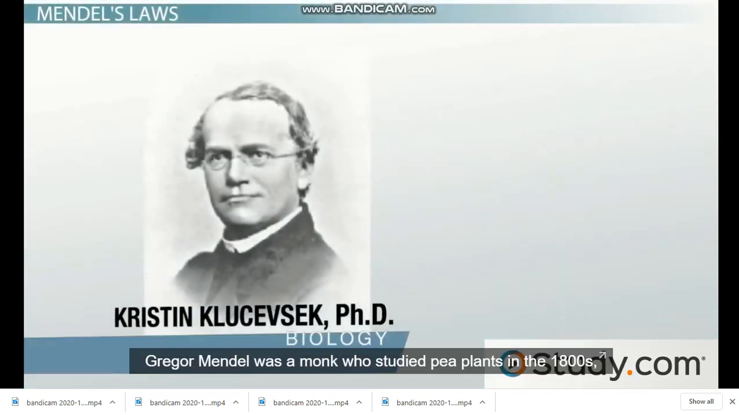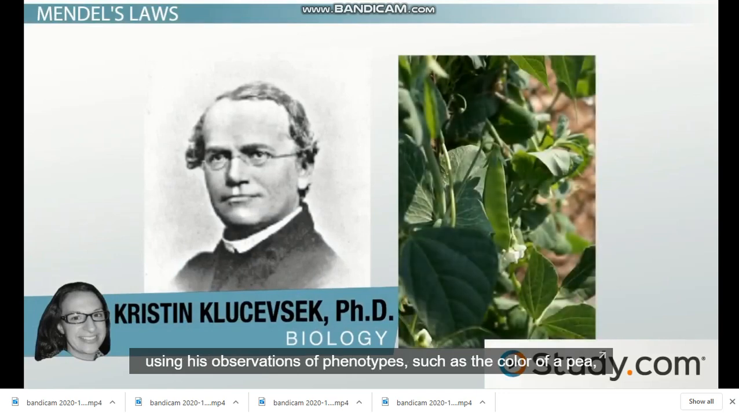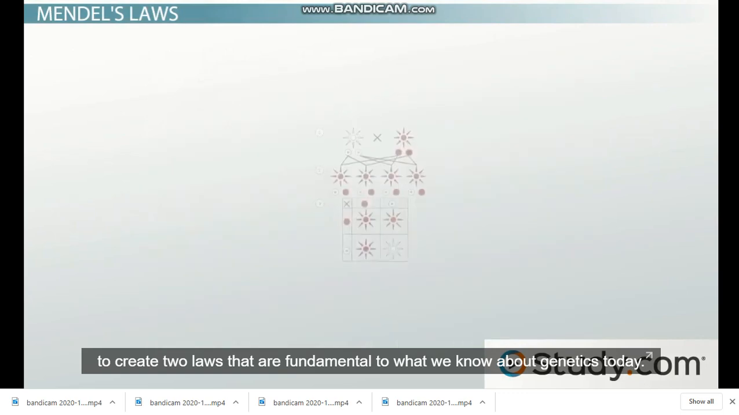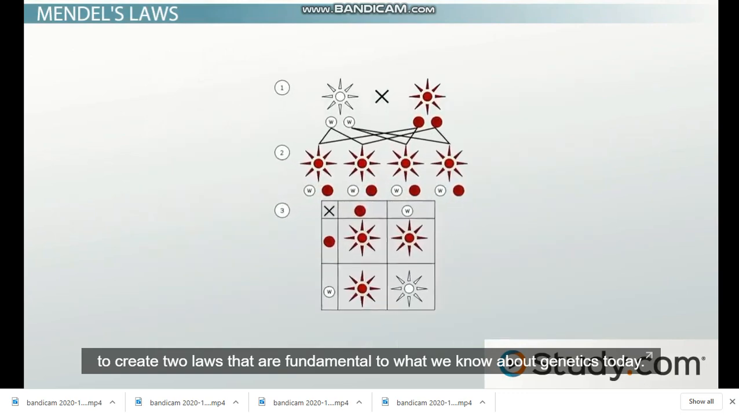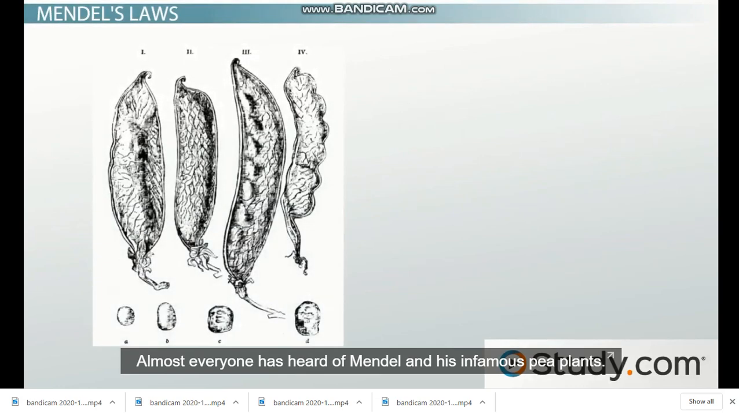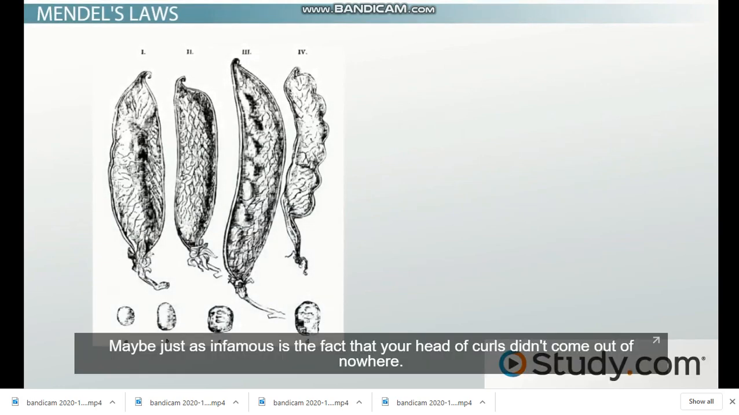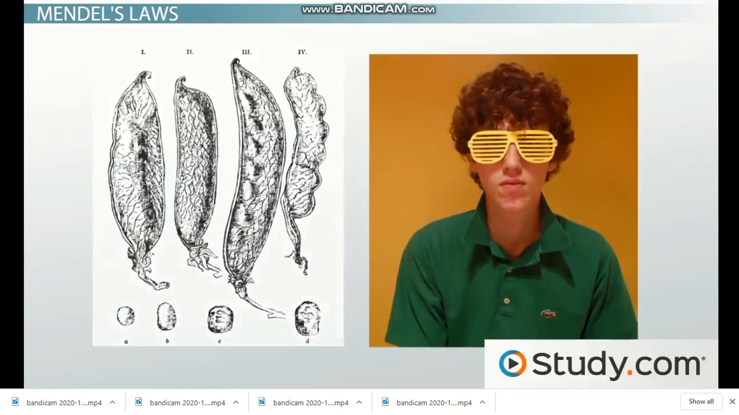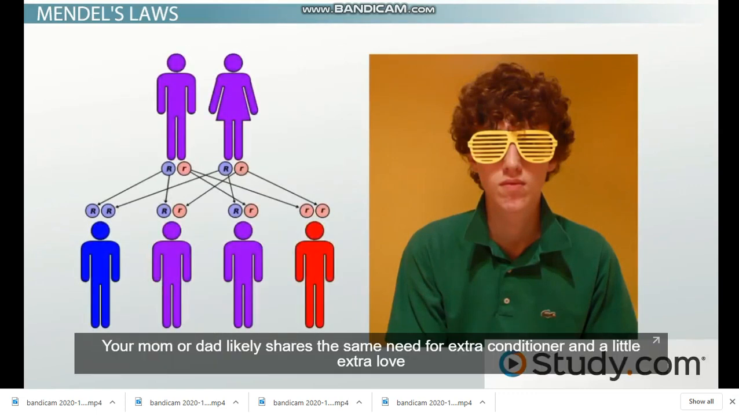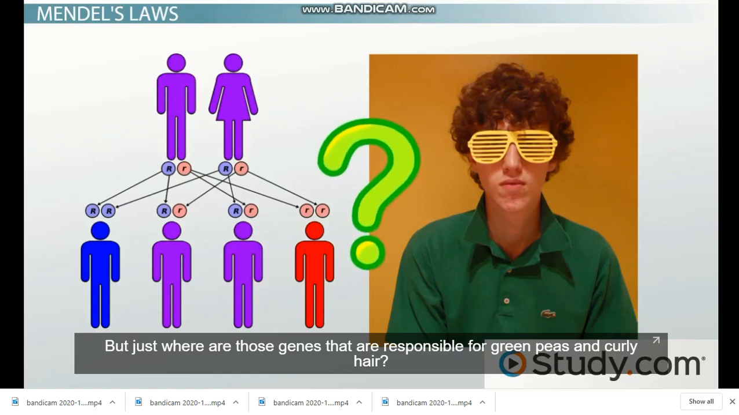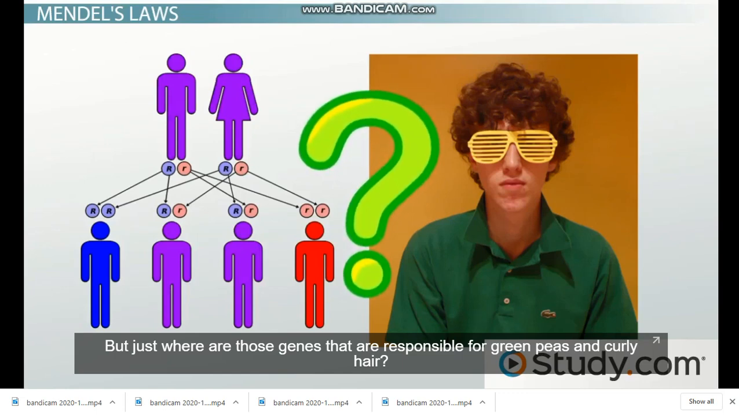Gregor Mendel was a monk who studied pea plants in the 1800s, using his observations of phenotypes such as the color of a pea to create two laws that are fundamental to what we know about genetics today. Almost everyone has heard of Mendel and his infamous pea plants. Maybe just as infamous is the fact that your head of curls didn't come out of nowhere. Your mom or dad likely shares the same need for extra conditioner and a little extra love on a humid day. But just where are those genes that are responsible for green peas and curly hair?